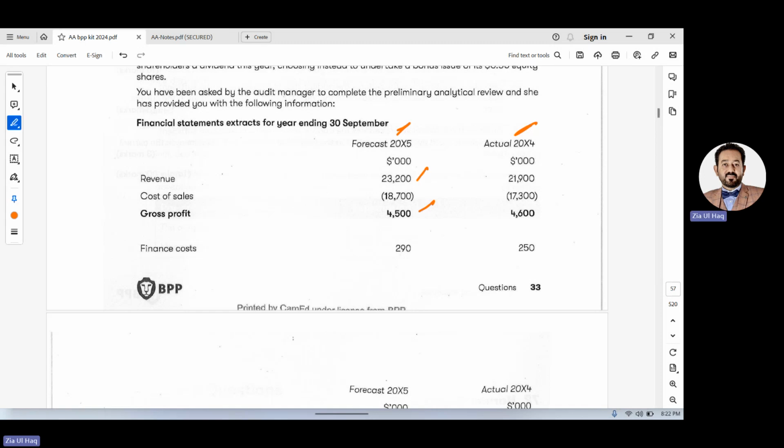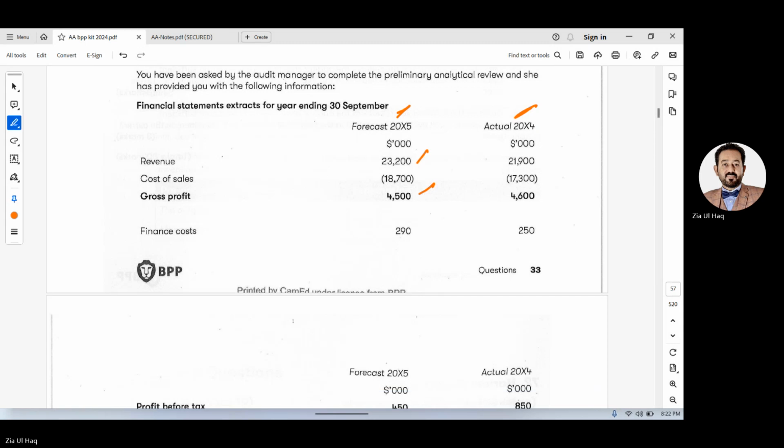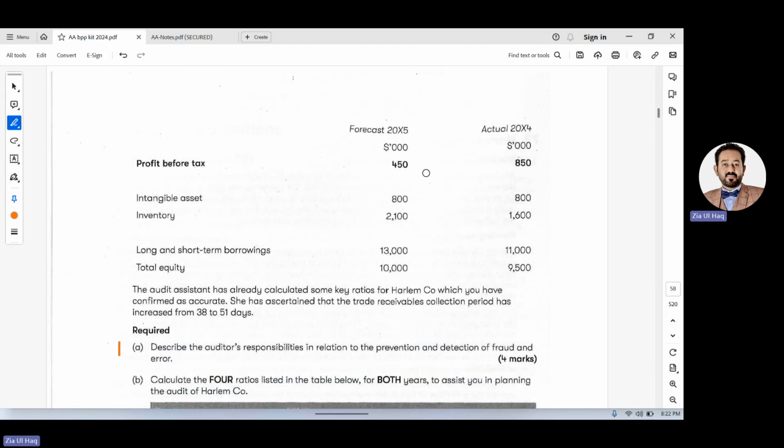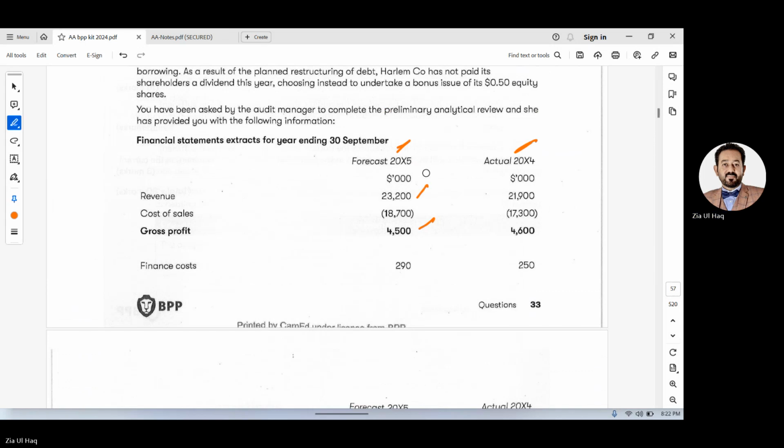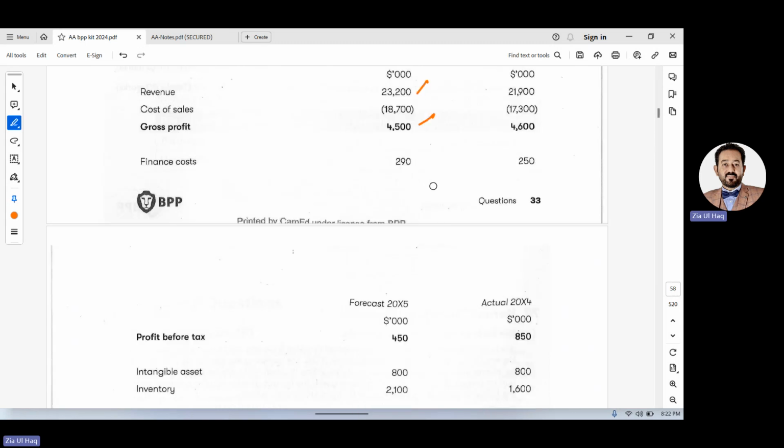19.39 for 20x5. Anybody with a different answer? Oh, same. And what about 20x4? 19.39 is fine. What about 20x4? 10.95. Anybody with a different answer? Saying 13% or 2%. So 10 point something percent. Is that fine?